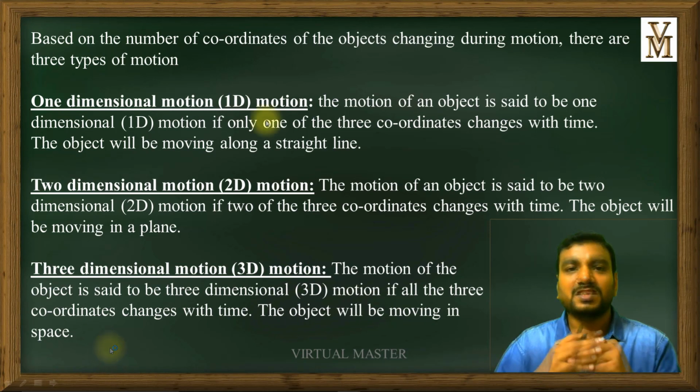Okay, in this video session, we have discussed mechanics and its branches, position of an object, and the definition of a point object. Also, we have discussed rest and motion of the object. At the end, we went through the frame of reference and different types of motion. In the next video session, we will be discussing distance and displacement.